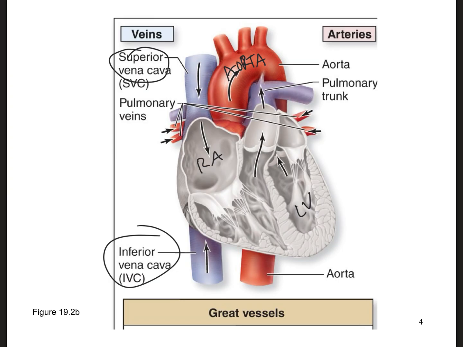And then you have a couple other vessels. The pulmonary trunk picks up blood from the right ventricle and will deliver it out to the lungs. Right? So the pulmonary trunk, portion of a vessel that leaves the right ventricle and then splits into right and left pulmonary arteries. And then you have your pulmonary veins, which bring oxygenated blood back from the lungs into the left atrium. All right, so those are your great vessels. Questions on general structures of the heart?